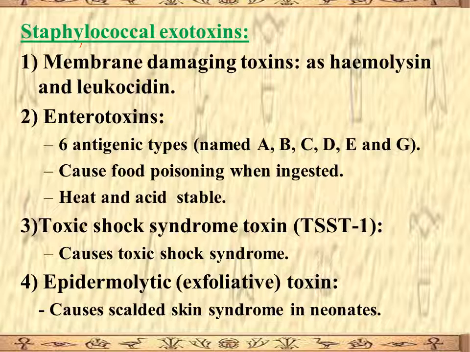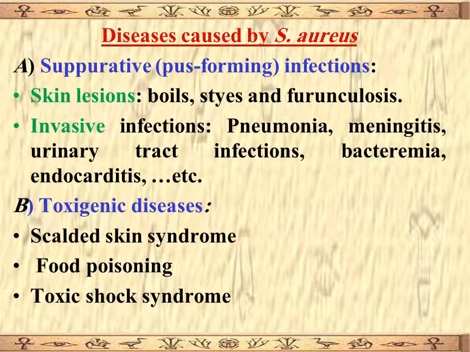Another important toxin is the toxic shock syndrome toxin. This toxin produces a specific disease which is called the toxic shock syndrome. The last type of the toxins is the epidermolytic or the exfoliative toxin, a toxin that produces severe damage to the epidermis of the skin and produces a disease which is called the scalded skin syndrome that usually affects newborn babies. What about the diseases which are caused by Staphylococcus aureus?